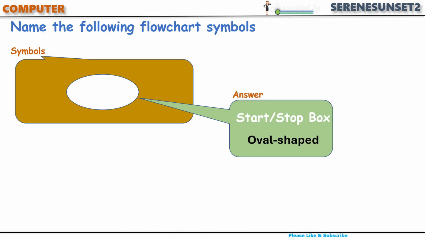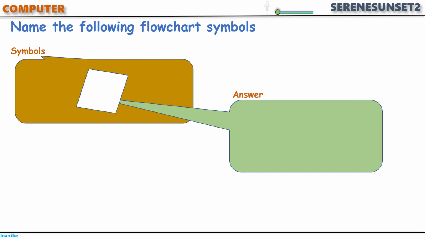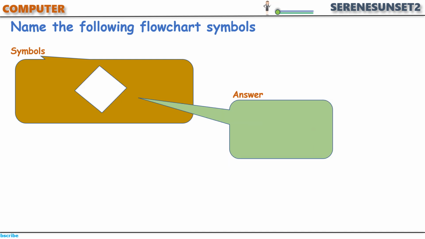Answer: start stop button. Oval shaped. This symbol is a start and a stop box. It is oval shaped. Symbol. Answer: input output box. Parallelogram shaped. It is an input and output box. It is shaped in parallelogram. Symbol. Answer: decision box. Rhombus shaped. It is a decision box that is shaped in rhombus.